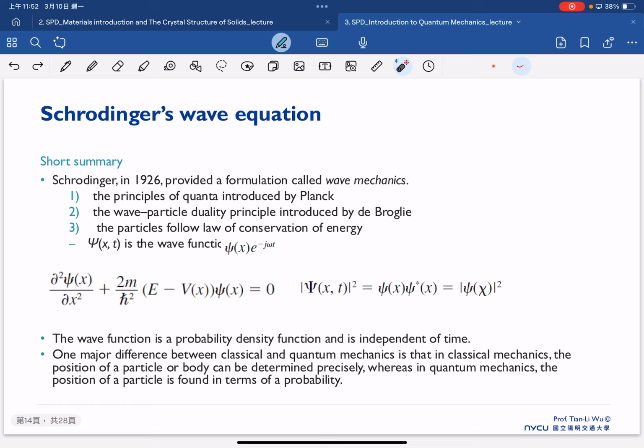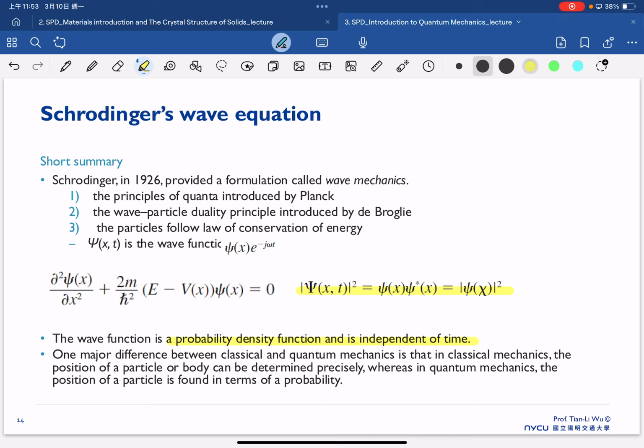Okay, so the short summary of the wave equation. In 1926, Schrödinger provided a formula called wave mechanics. This is a combination of the three different series that we have already discussed. In the end, we come out with this equation, and then the most important conclusion is this one. So in the end, we can understand that the wave function is a probability density function and is independent of time.